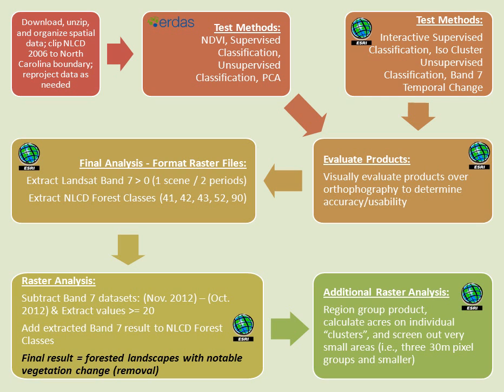In my final analysis, I extracted Landsat Band 7 values greater than 0 so that I could remove the scanline error areas. I then extracted NLCD forest classes. In the raster analysis, I did a very simple subtraction of Band 7 datasets, subtracting October 2012 from November 2012. Looking at that over photography, I identified values greater than or equal to 20 as the ones that identified forest removal the best. I then extracted those values to a new dataset. I added the extracted Band 7 product to the NLCD forest classes, and the final result was forested landscapes with notable vegetation change or vegetation removal.